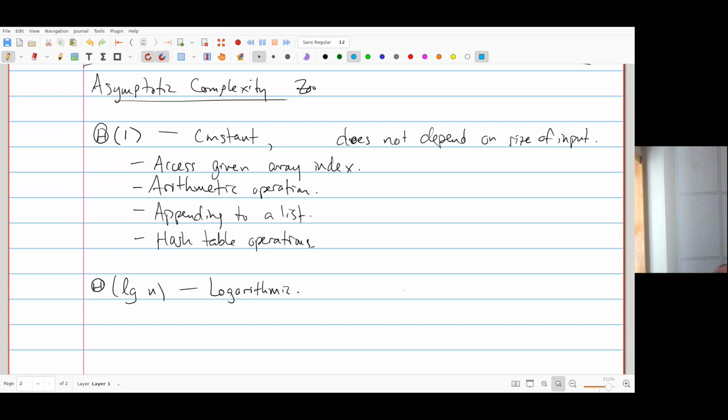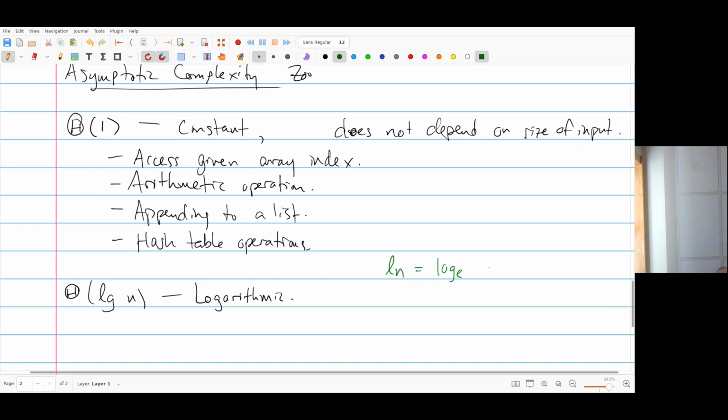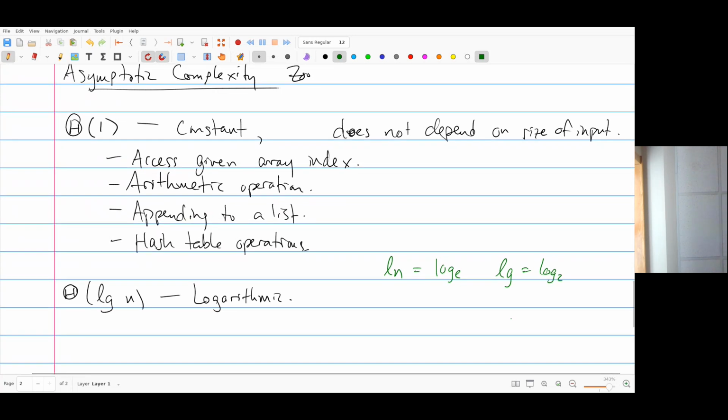And by the way, you know how ln is natural log? It's like log base e. Well, lg is log base 2. That's a common abbreviation for log base 2 specifically.